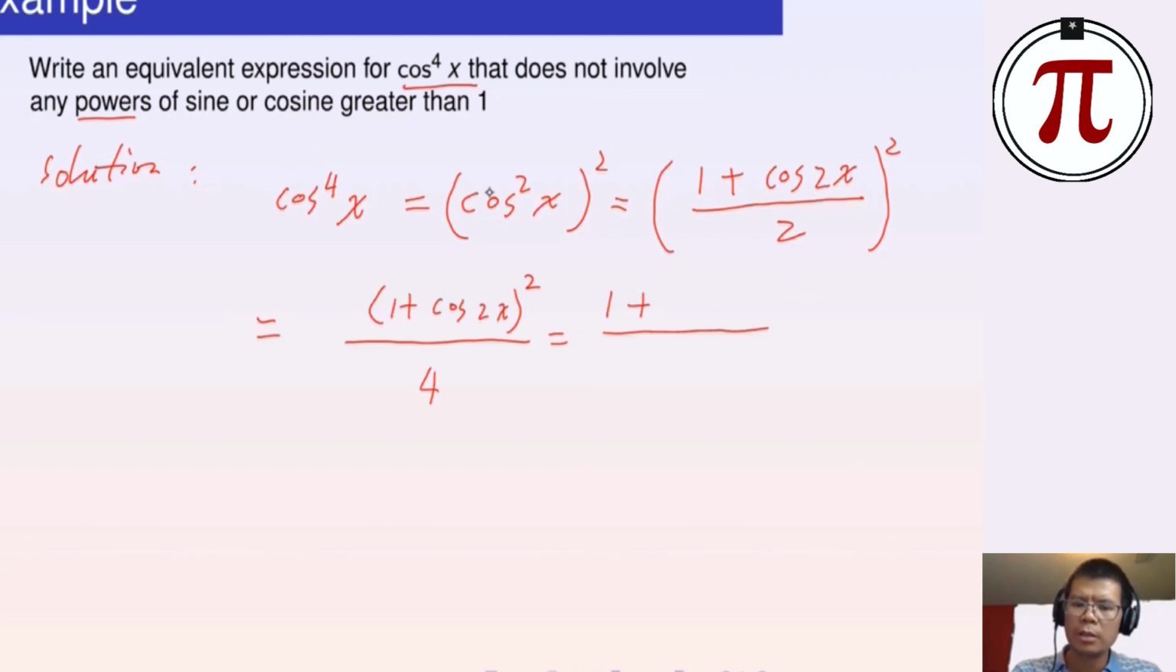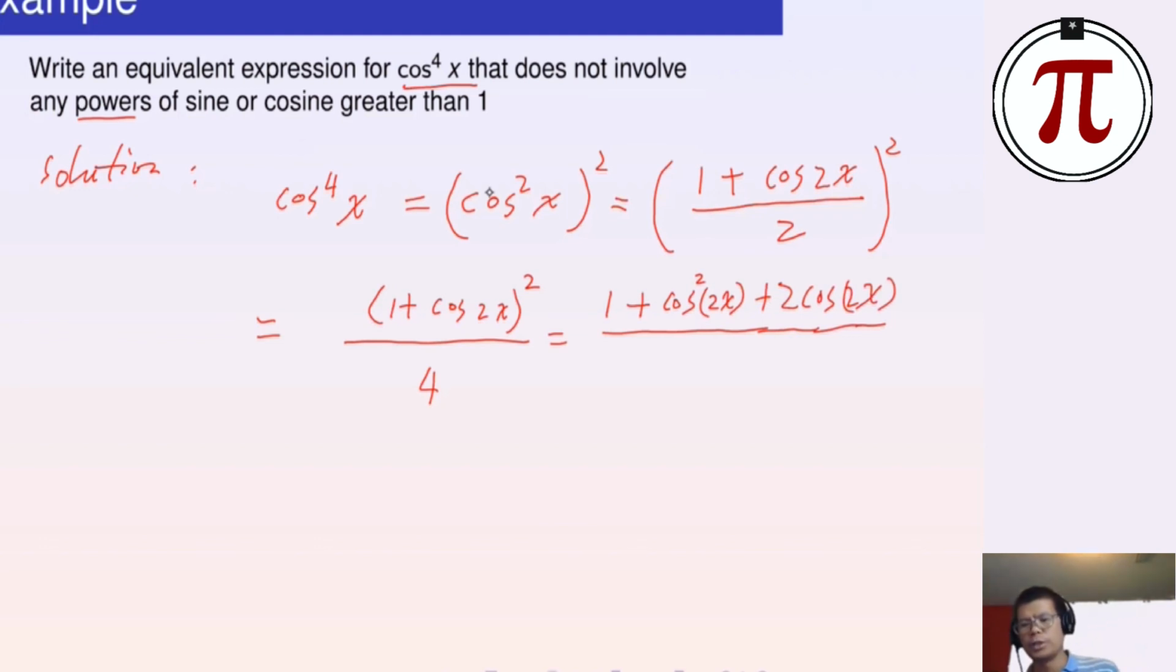1 plus, square of 1 is 1, right? Cosine square 2x. And plus what? 2ab, 2 times 1 times cosine 2x, that's 2 cosine 2x. Basically just the complete square, right? The square of 1 is itself, 1 square is 1, and the square of the second term is cosine square. And 2ab, 2 times 1 times cosine 2x, that's 2 cosine 2x.